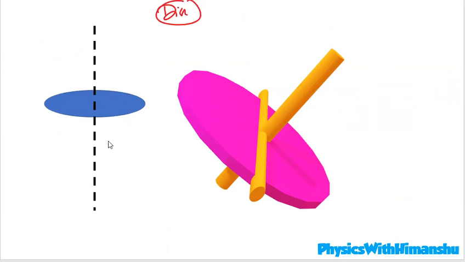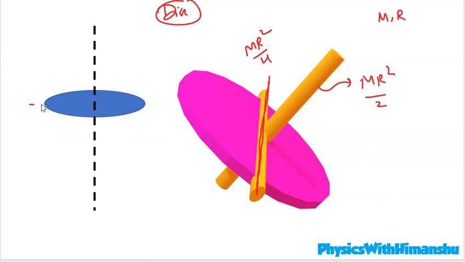Suppose we have a disk. If the axis is perpendicular to the disk and passing through the center, then the moment of inertia will be mr square by 2. So m is the mass, r is the radius of the disk. And suppose the axis is passing through the center, but the axis is in the plane of the disk, then about this axis the moment of inertia will be mr square by 4. So suppose I ask about this axis, what will be the moment of inertia? So it will be mr square by 4.